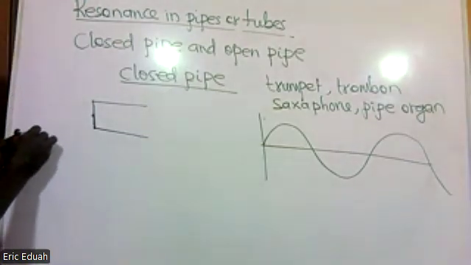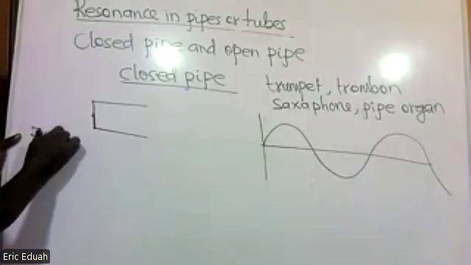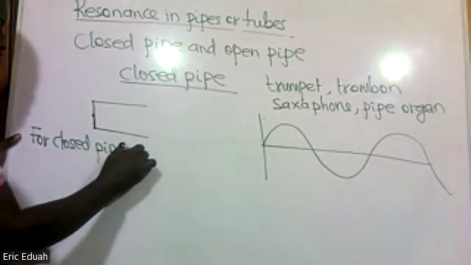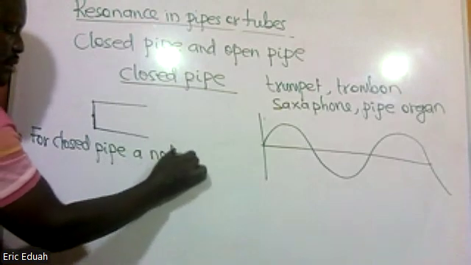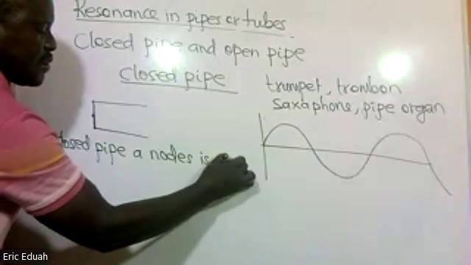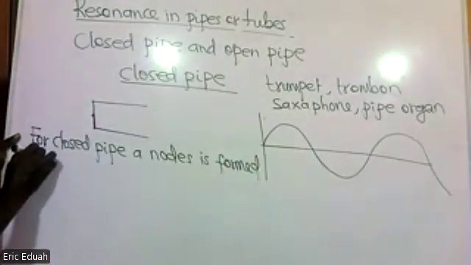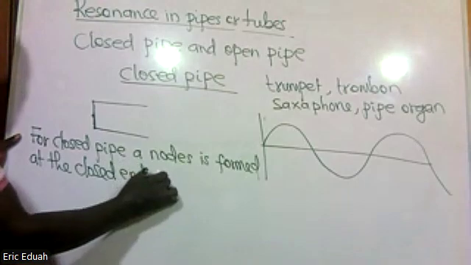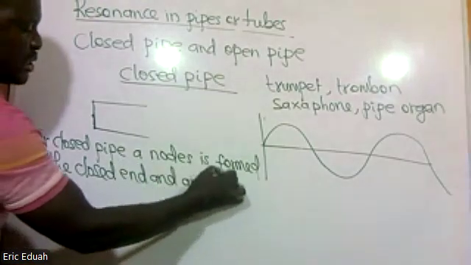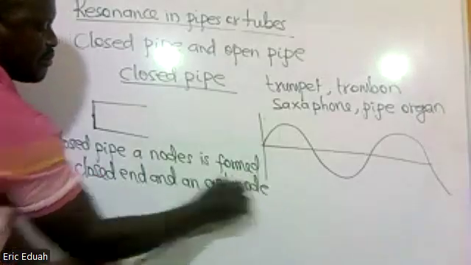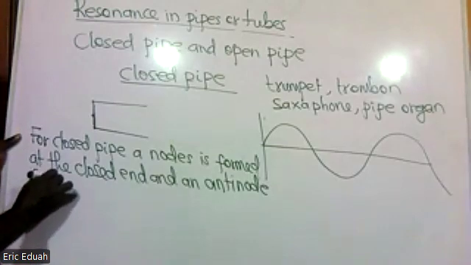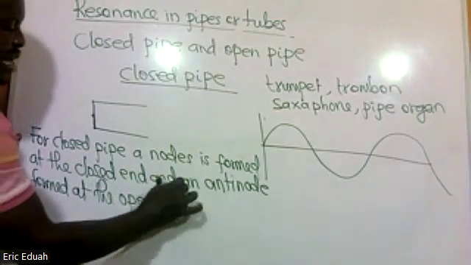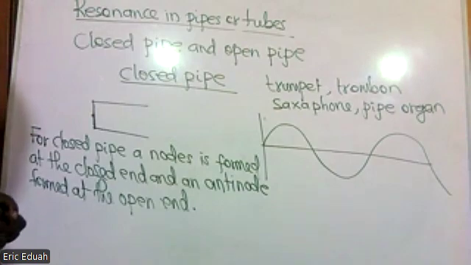So let me give you some notes. For a closed pipe, a node is formed at the closed end and an antinode is formed at the open end.